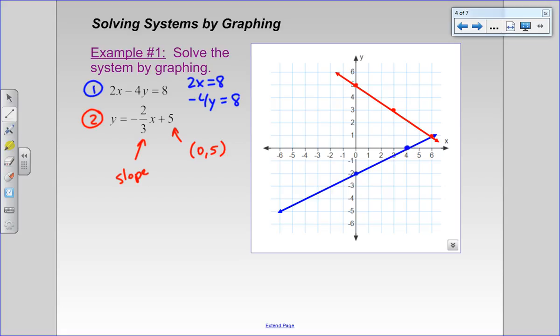Note that these two lines are intersecting at the point (6, 1). So that point is the only point that falls on both of the lines, and therefore it's the only point that is a solution of both equations simultaneously. So when we have intersecting lines, we see that there is one solution to our system. In this case, that solution is the ordered pair (6, 1).